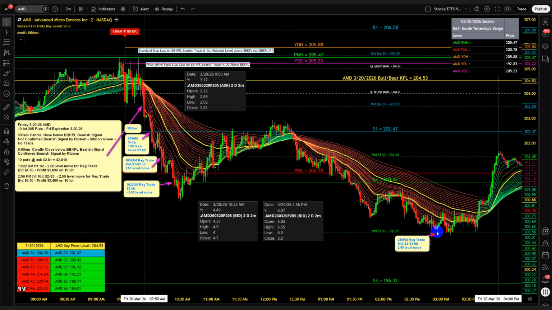Here at 2:56, we finally get a hit of the mid S2, S3. That is a 2.5 level move in your favor here. And on the 2:56 p.m. candle, we have a bid price of $6.30. So that is now a profit of $3,490 on a 10 lot. Next, we'll look at the NVIDIA chart.